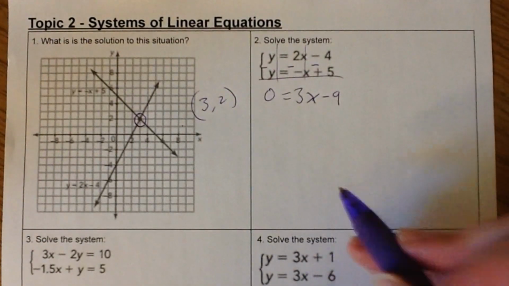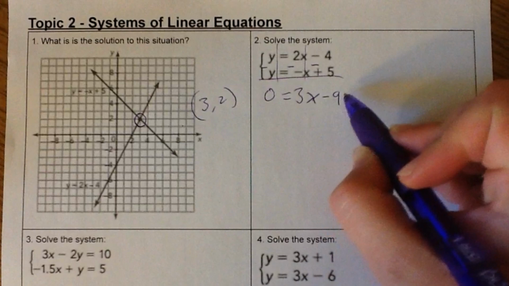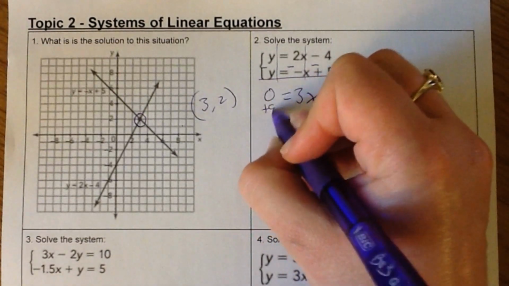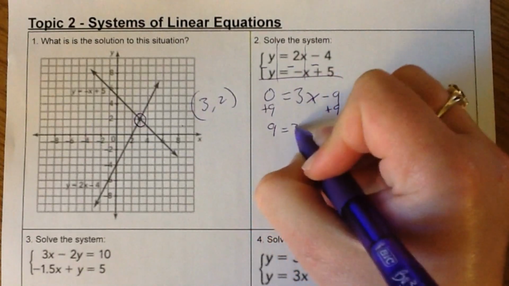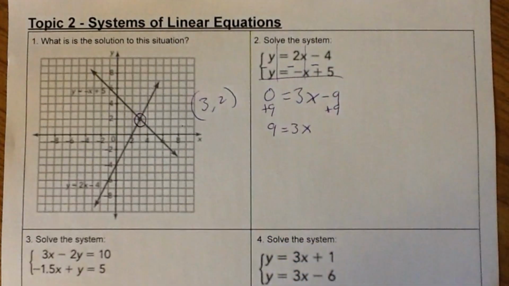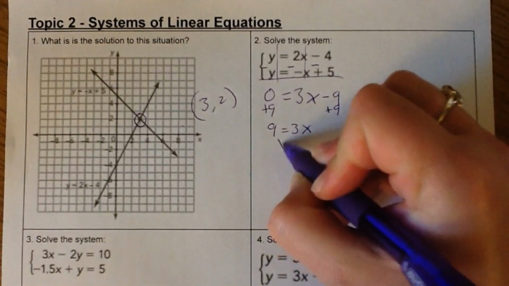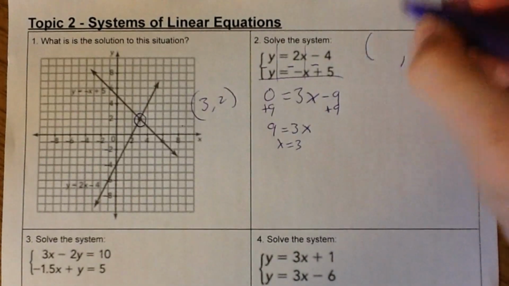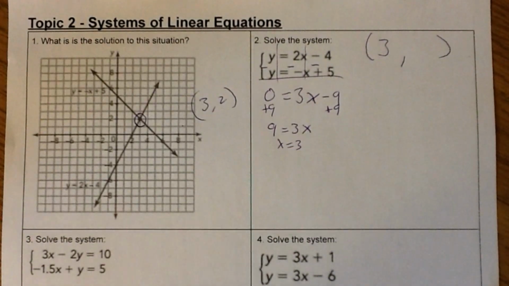So now I use this to solve for x. So I'm going to add 9 to both sides. So now that I have something over here, so 9 is equal to 3x. So x is going to be 3 because 3 times 3 will be 9. So that tells me that where these two cross, the x is 3. So I have half of my answer.